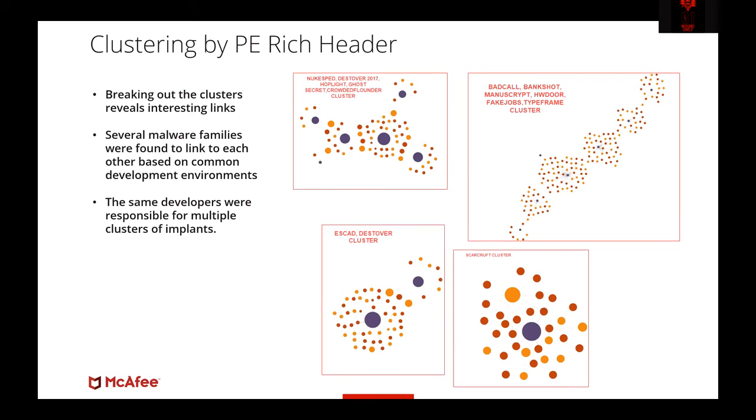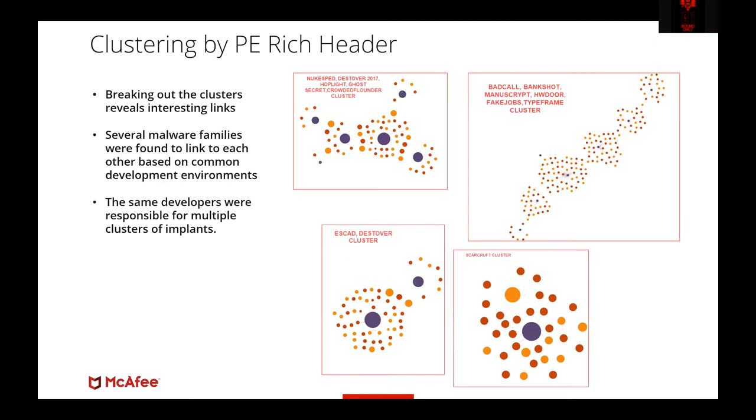So we have here Noops Bed, Destover, Hoplite, Go Secret, and Crowded Flounder, which all share a similar environment, as well as Ascot, Destover, Bad Call, Bang Shot, Manuscript, HWDoor, and Fake Jobs in Typeframe, which all make up a cluster. Essentially, this is interesting, as we can see that the same developers were responsible for multiple different clusters of implants that have been used and linked to Hidden Cobra.